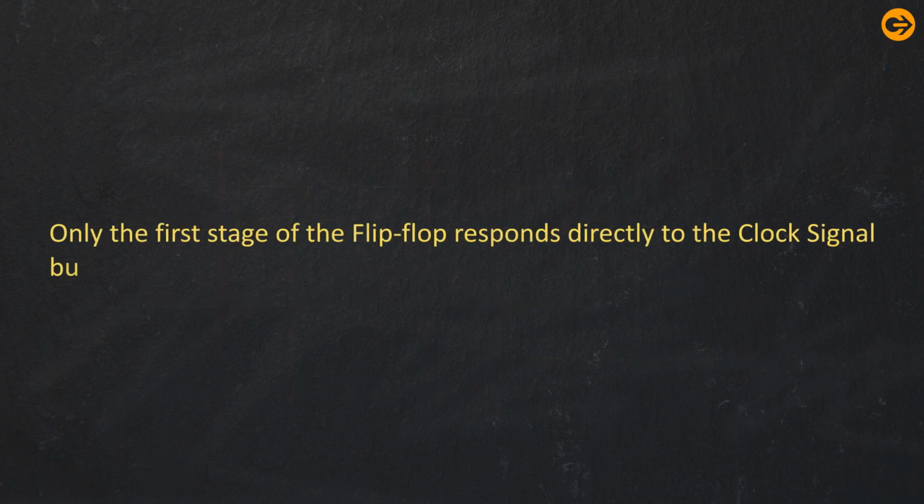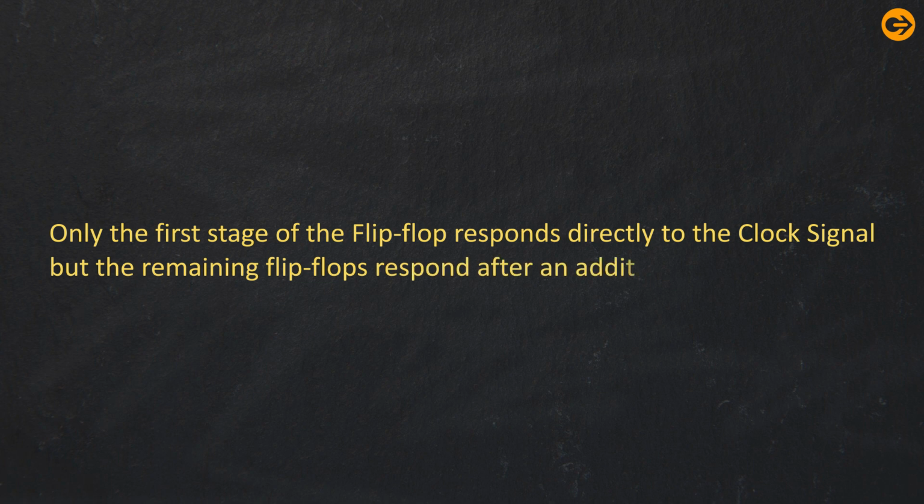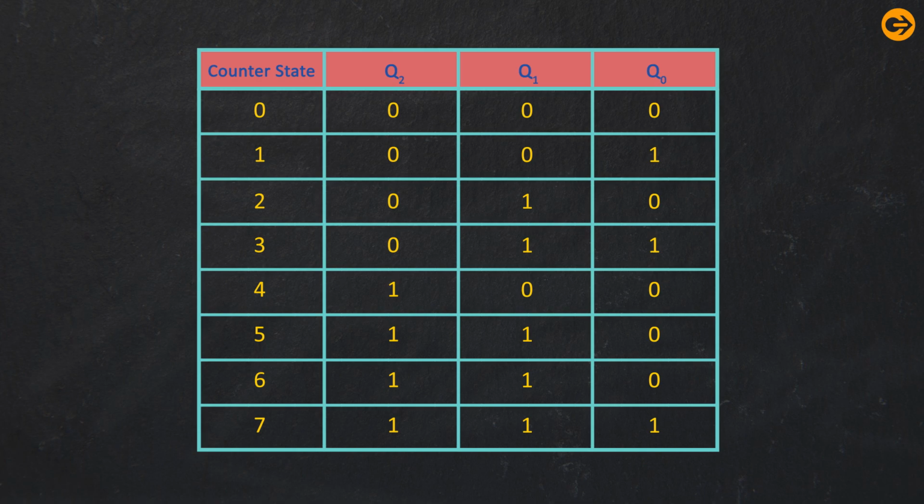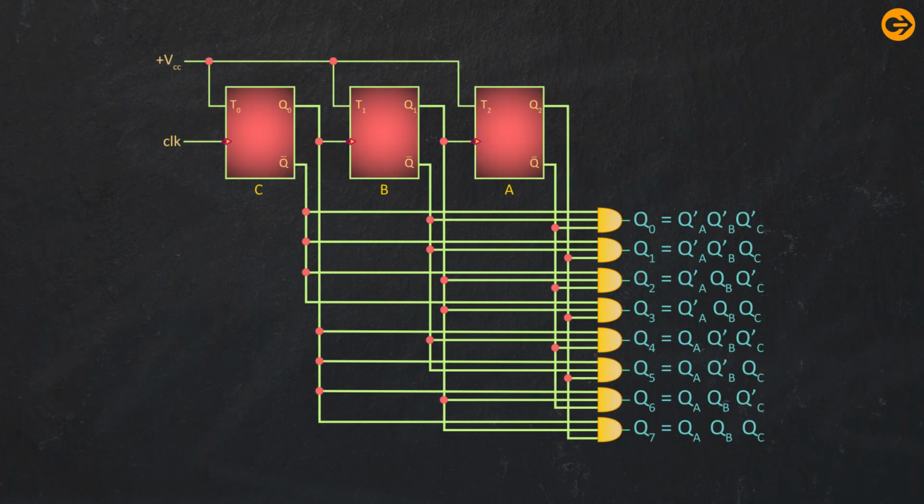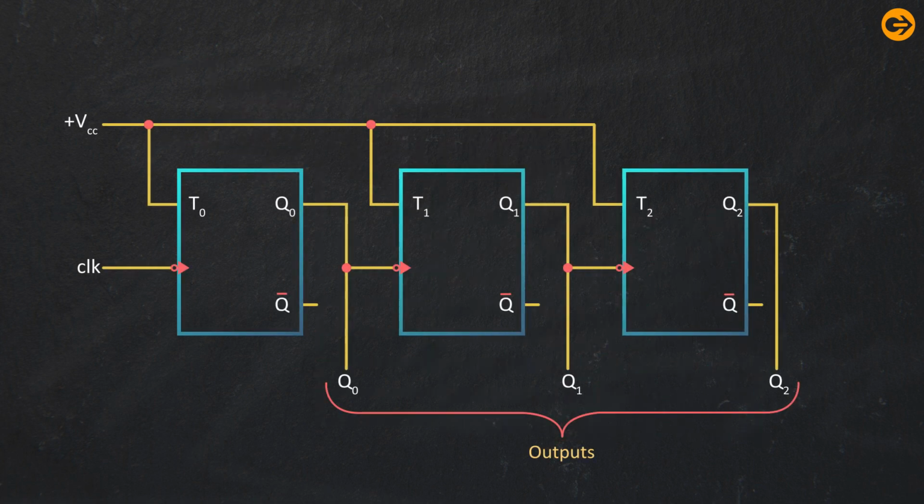Only the first stage flip-flop responds directly to the clock signal, but the remaining flip-flops respond after an additional delay. The following truth table shows the sequence of binary states that the flip-flops follow, which we have discussed earlier. The figure shows the 3-bit binary ripple counter with the decoded outputs. This is the same circuit only with the additional decoding circuitry. The counter shown has 8 different states. Hence, it is a mod 8 asynchronous counter.